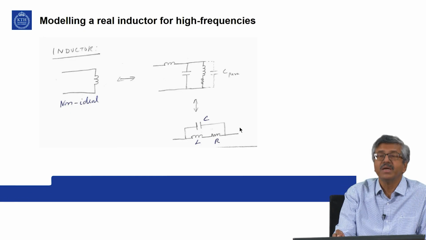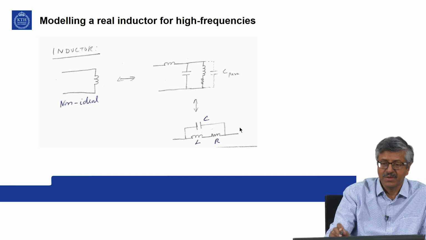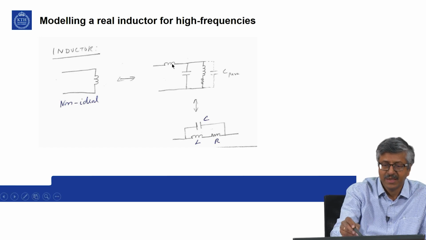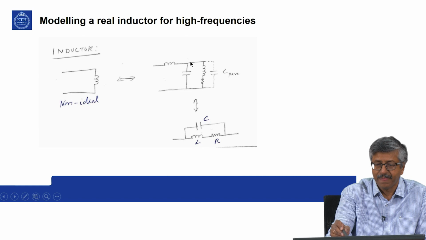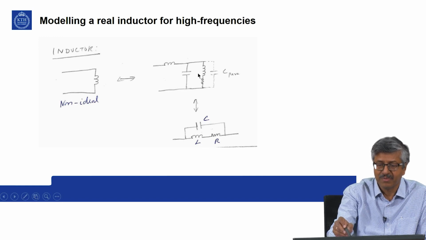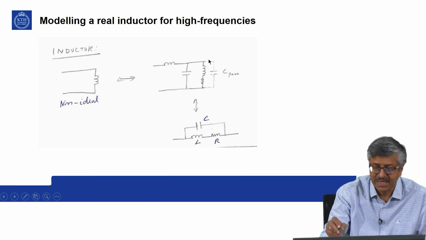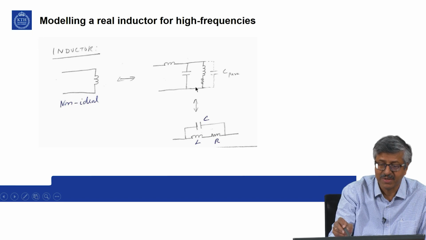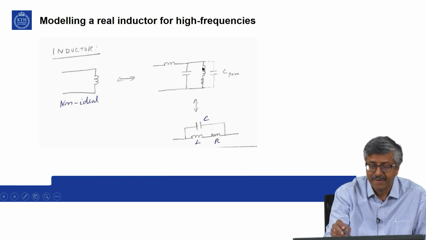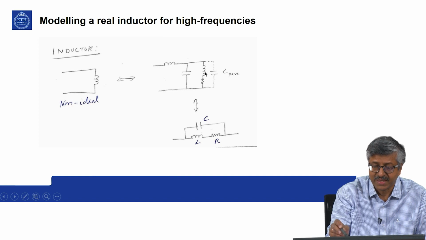So we again model this ideal inductor. You have a lead, you can have some resistance, then inductor and capacitance. From the inductance winding you can have some resistance also, and a parasitic capacitance across the inductor turns if it is a wound inductor, or across the internal terminals of the inductor.